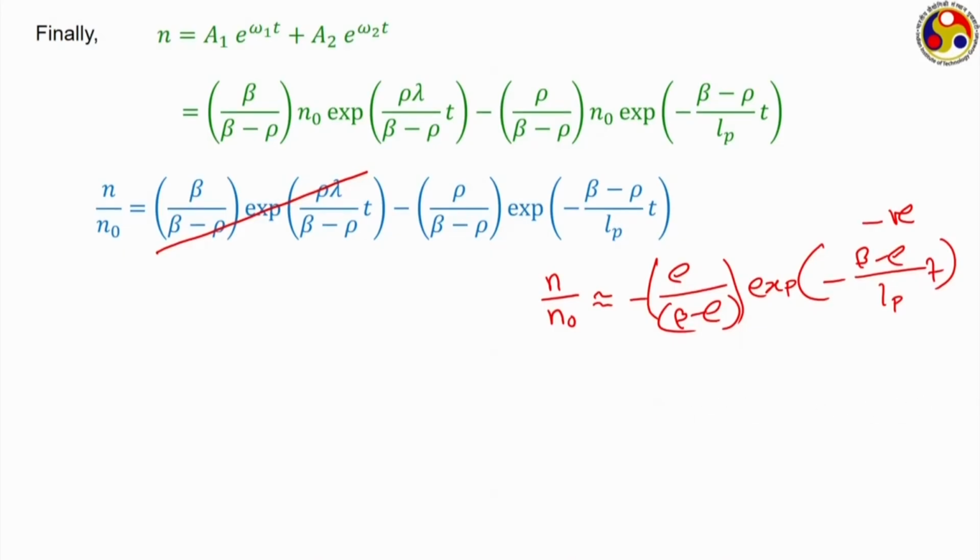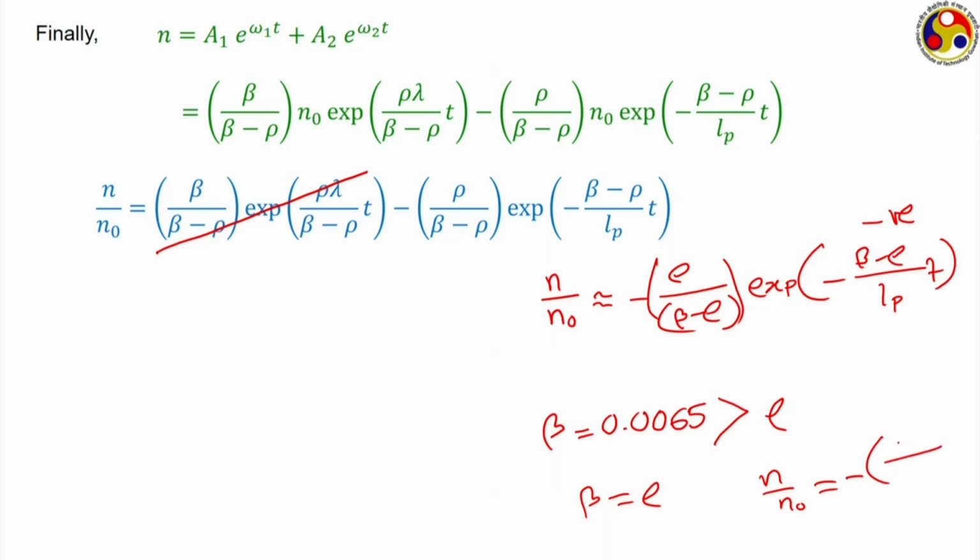But with delayed neutrons, now with uranium 235, beta is equal to 0.0065. So, as long as the value of beta is greater than the reactivity rho, the neutron profile will keep on decaying. Only when beta and rho become equal to each other, we get n upon n naught equal to 1, or equal to the coefficient.